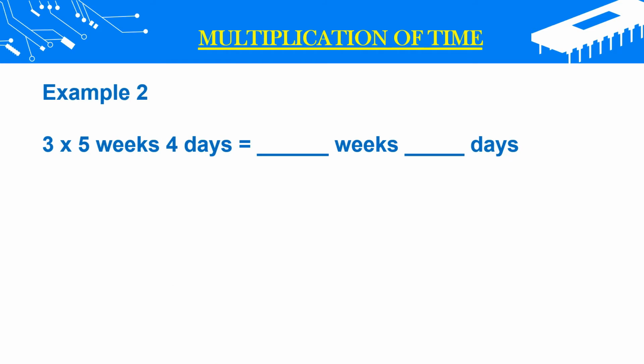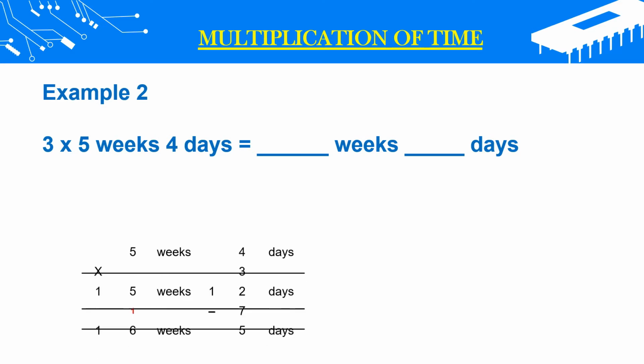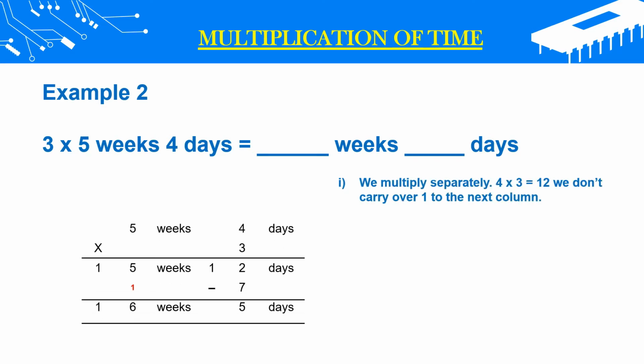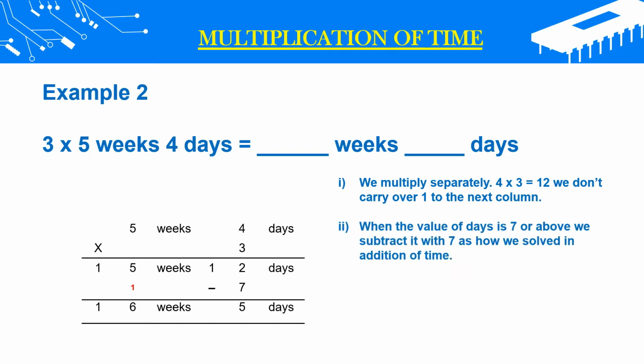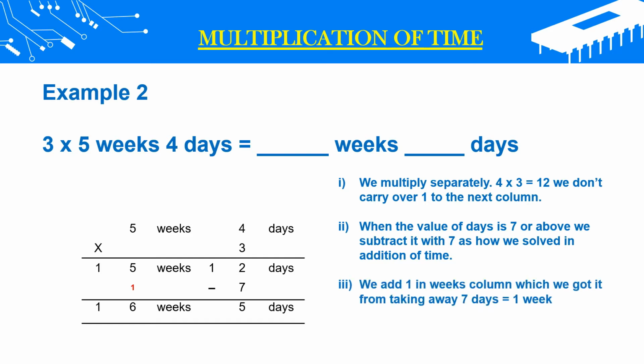Example 2. 5 weeks and 4 days multiplied by 3. Again, we multiply separately and get the answer. Now the answer, we have 12 days, which is more than 7. So we subtract that with 7, which will give us 5 days. Since we have taken out 7 days, which is equal to 1 week, we add 1 with 15, which will give us 16 weeks.